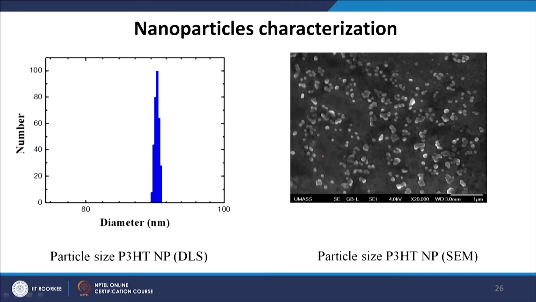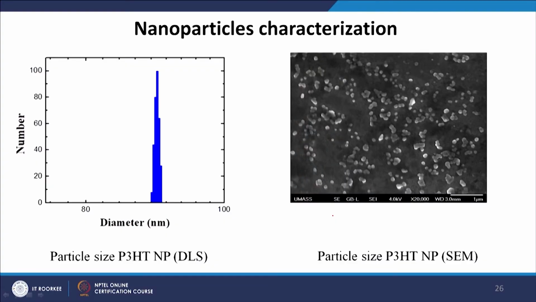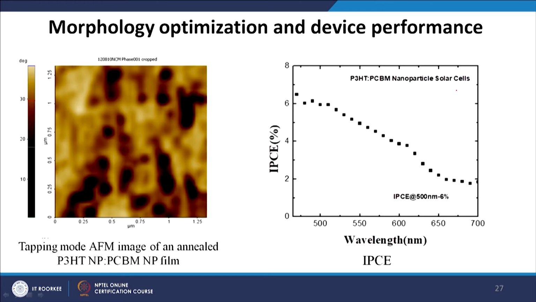As an example, here we are showing a scanning electron microscope image, and you can see this P3HT nanoparticle dispersion. Although there are some aggregates, because of the surfactants it is possible that some aggregation happens, but many times we can see a very isolated, very nice nanoparticle distribution in the image. Then the next step is that we have the donor nanoparticle and the acceptor nanoparticle.